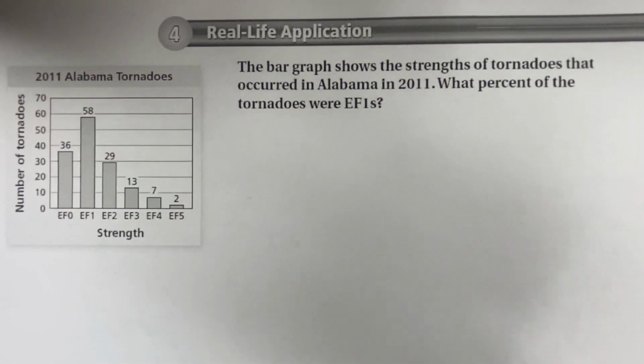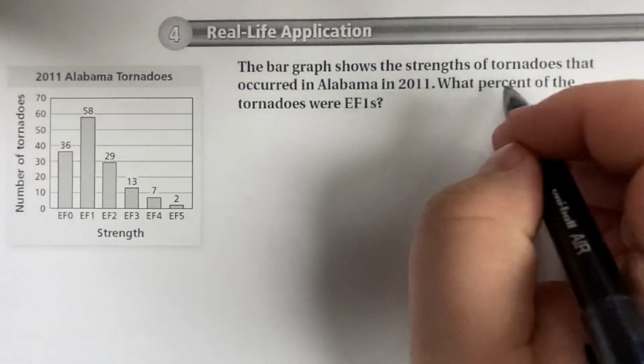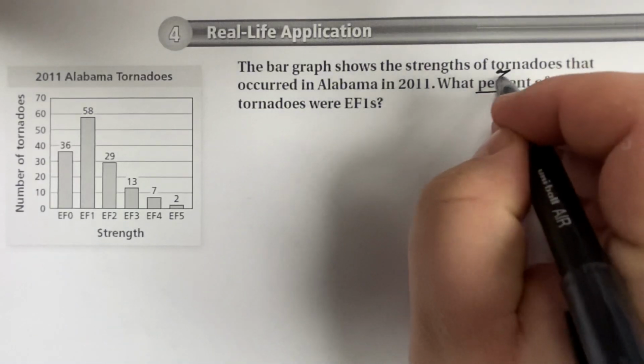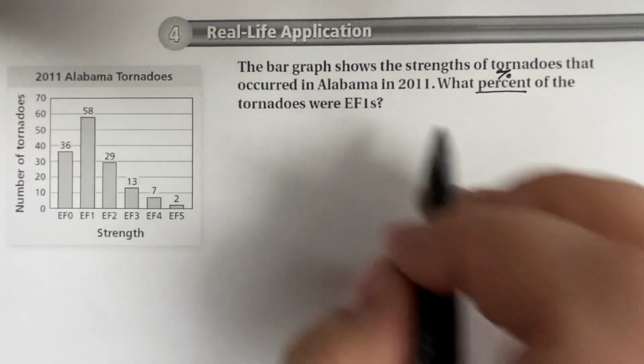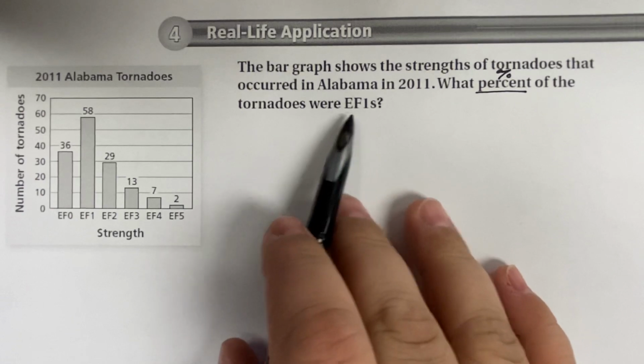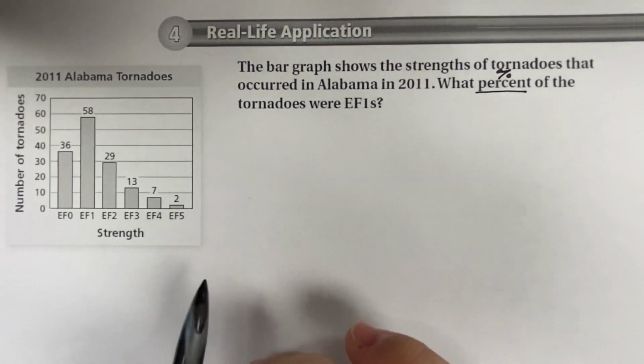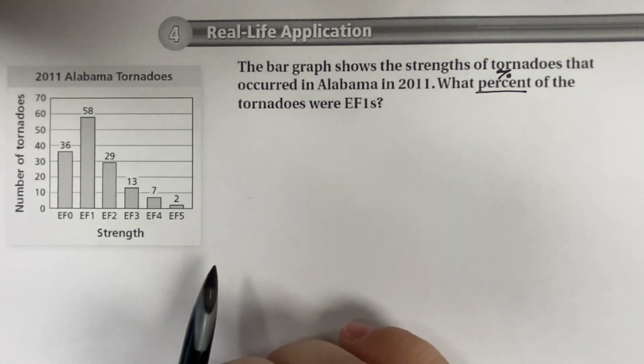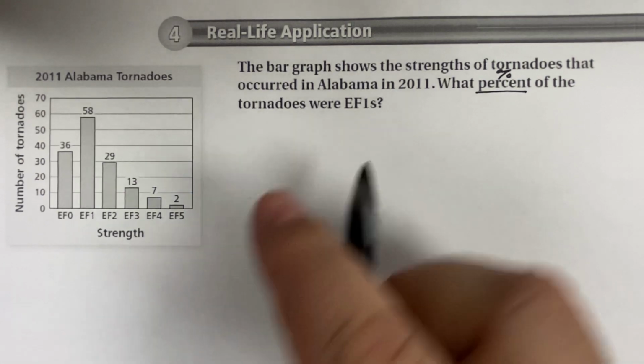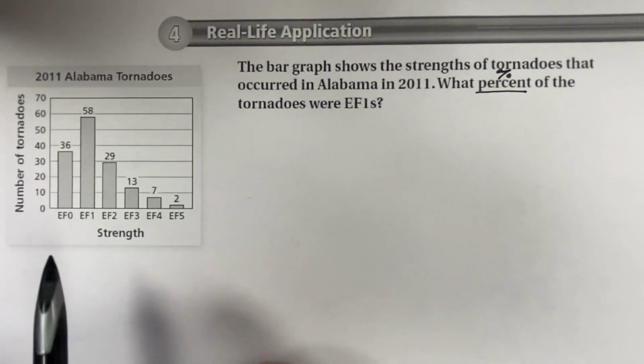Today we're going to be talking about a real-life application when we're trying to find the percent of a number. So here it's asking what percent of tornadoes were EF1s. Now our is over of equals percent over 100 kind of disappears here, but it doesn't. Remember, were is a form of is.